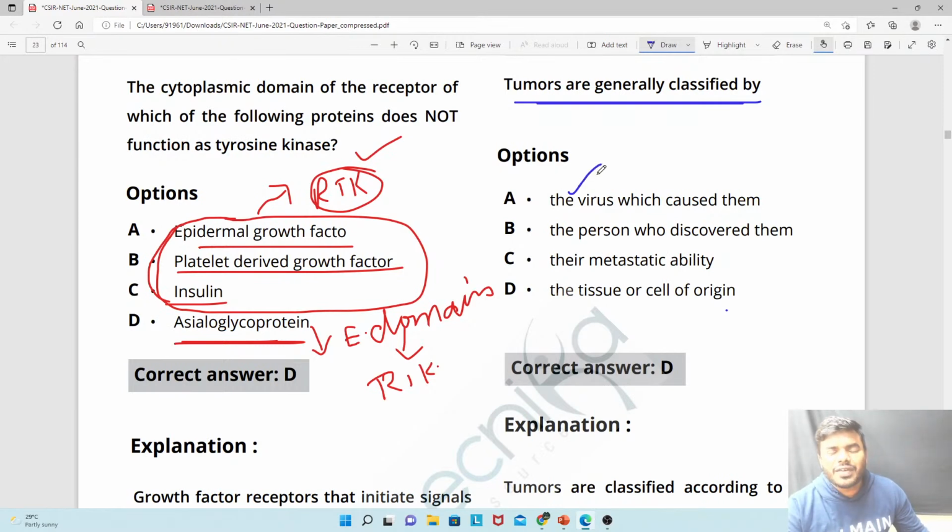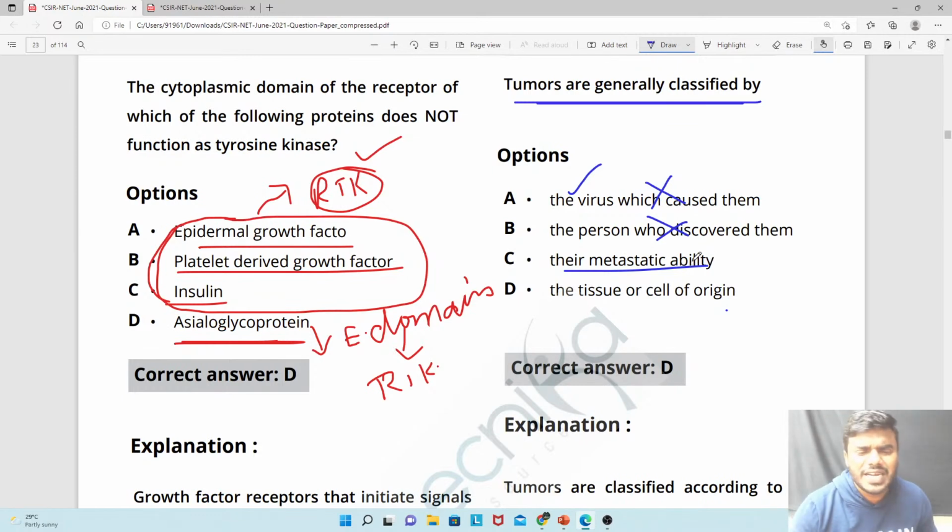Do you think we have categorized cancers based on the virus that caused them? Not at all. And we did not categorize cancers based on the person who discovered them, and not based on their metastatic ability. Friends, some students will get confused with option C, based on their metastatic ability. No, friends, the point is that every tumor can show metastasis. Every single tumor will show metastasis. Then how can I differentiate the different types of cancers based on metastasis? That is not possible.